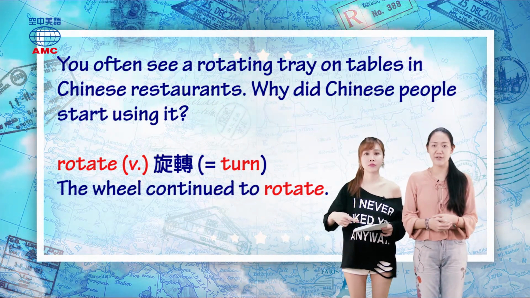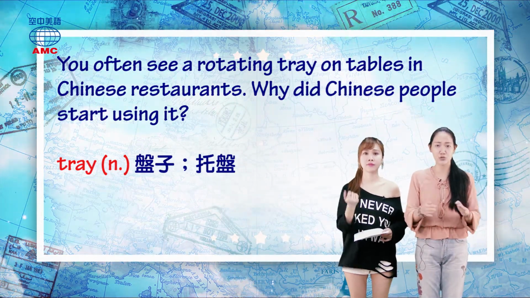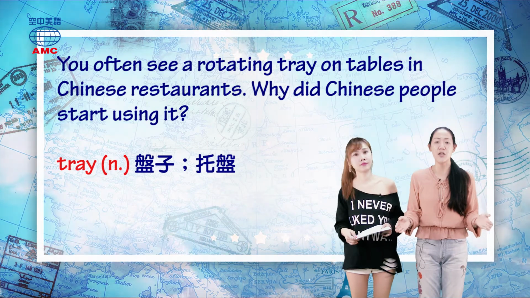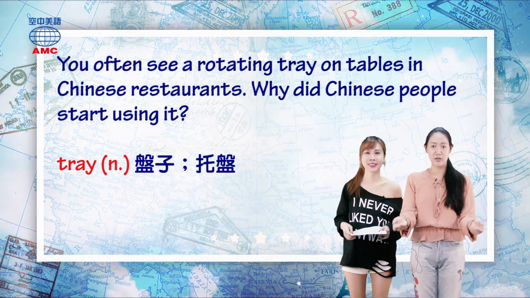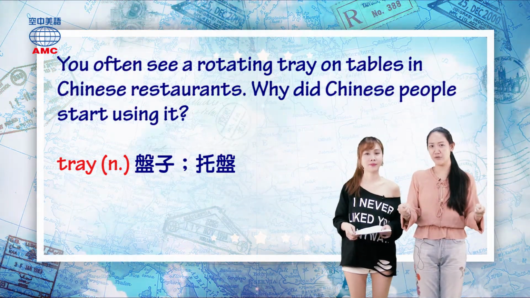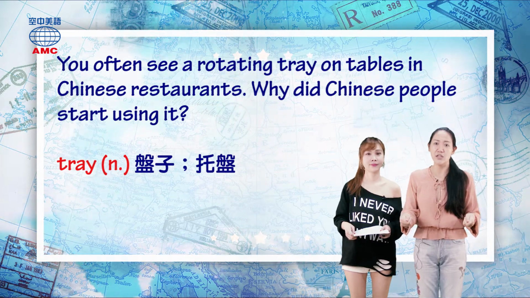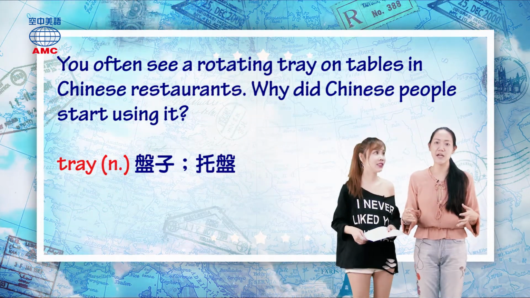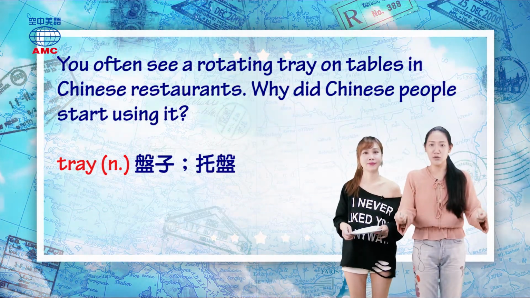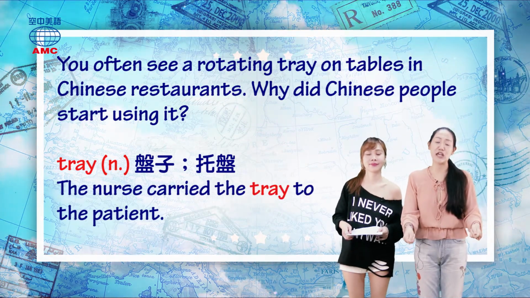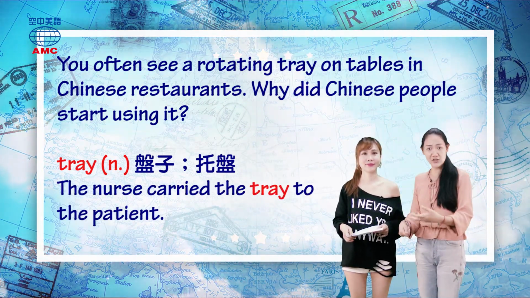The next word we have here is a tray. Now, a tray is a flat container with a little bit of a raised part on the side. It's usually for carrying food. Maybe you would see them used in hospitals or sometimes in some restaurants. You know, so I can say the nurse carried the tray to the patient.